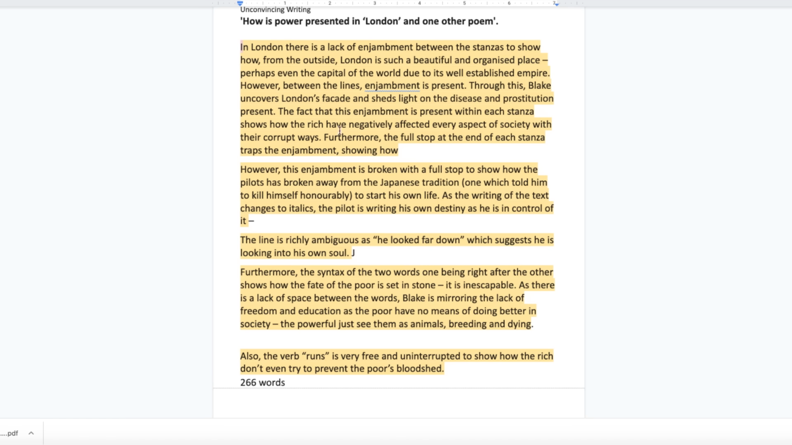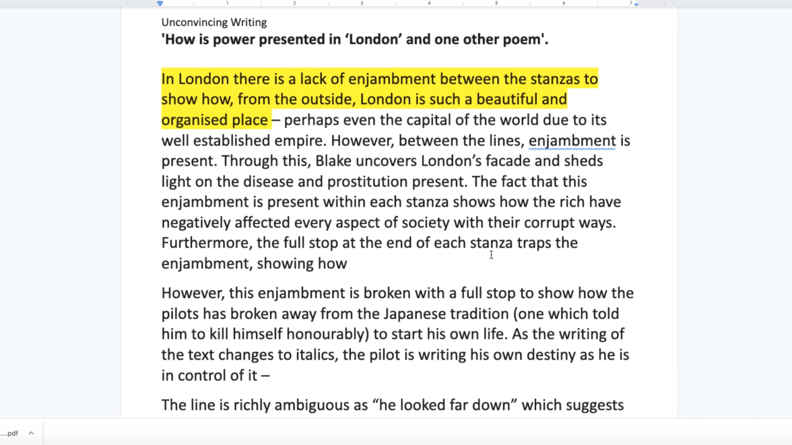I hope you're curious to find out what sort of stuff doesn't score marks. It is actually linked around the same thing. It's when you write about structure, you often write gibberish. Let's zoom in to see what I mean. In London, there is a lack of enjambment. Well, that will be true between the stanzas to show how from the outside London is such a beautiful and organised place. No, there is no connection between the lack of enjambment and what Adam is claiming here.